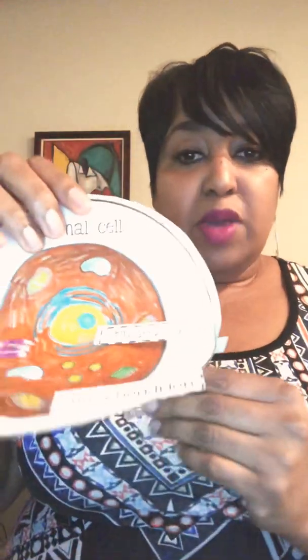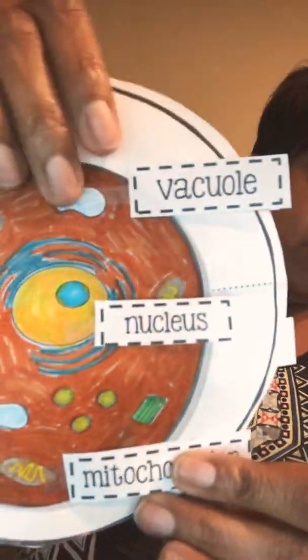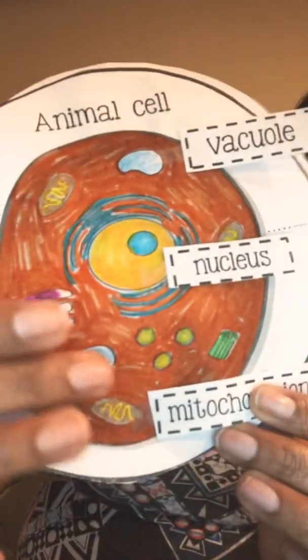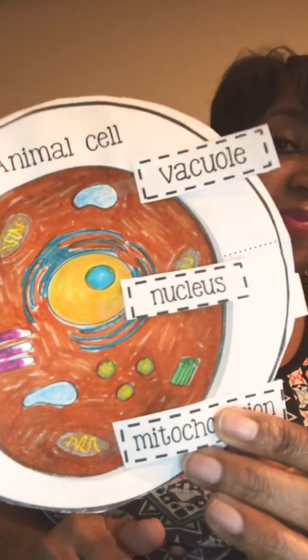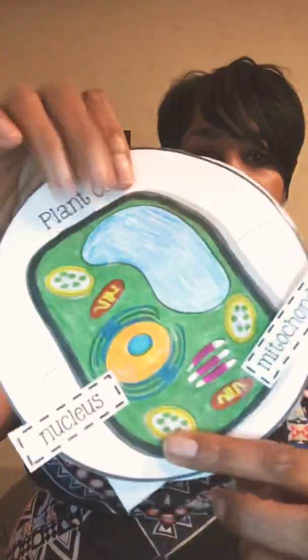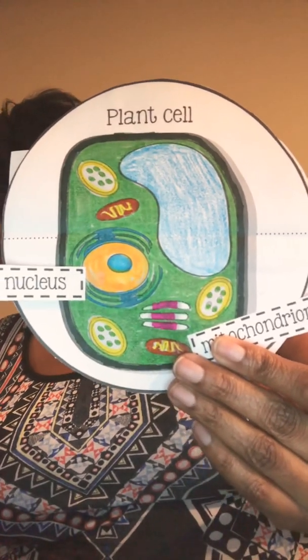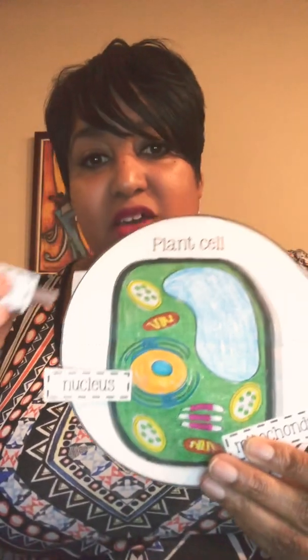The next thing that we are going to look at or add to our cell is going to be our vacuole. So your vacuole stores water for your cell. So this is your vacuole right up here. As you can see, my 2 vacuoles are blue. But when we take a look at our plant cell, this huge blue part that looks like a lake is a plant's vacuole.